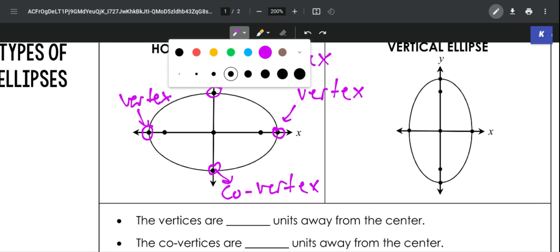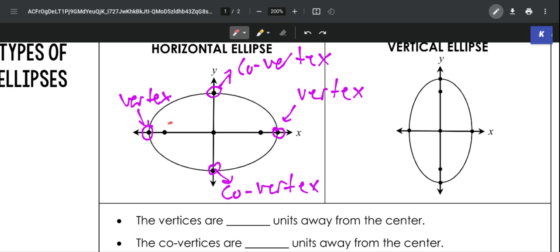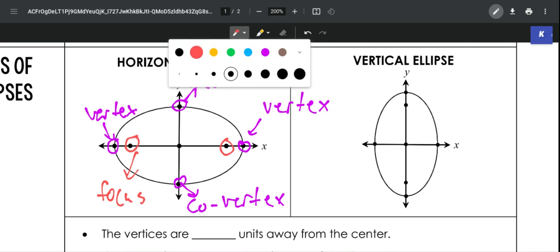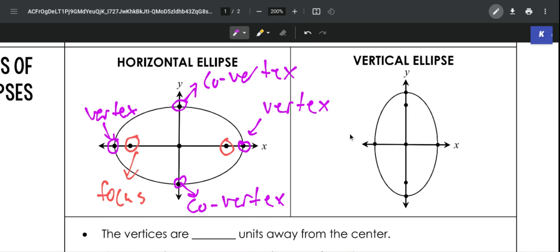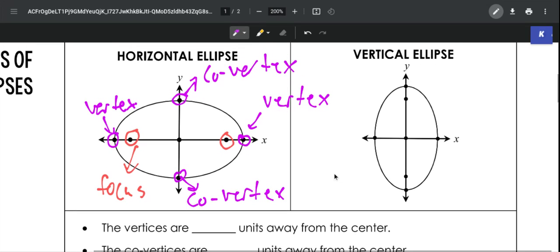But you'll notice we have one more thing going on here. We have these two points here. Those are the focus, or the foci. Now when we look at our vertical ellipse, everything's labeled pretty much the same, except some things flip. Our longer axis of symmetry is right here, down the middle vertically, and those endpoints of our major axis are our vertex points. So that's a vertex, and this is a vertex.